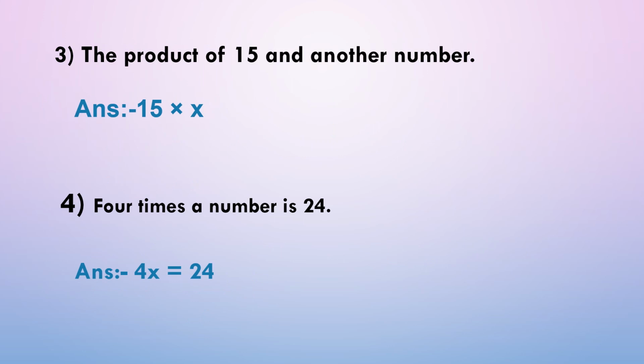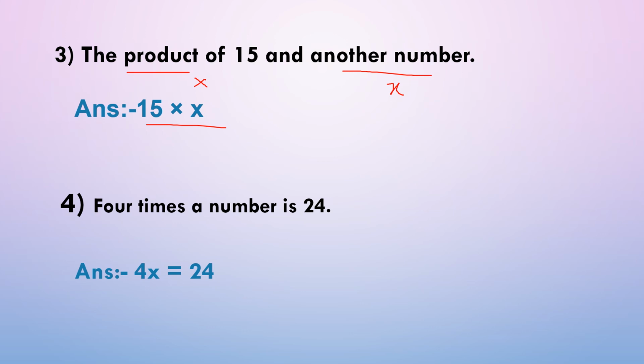Third one, the product of 15. Now what is the product? Product means what? Multiply. You know that. Of 15. One number is given to you and another number is not given to you, so you have to take it as X. So how is the expression formed? 15 into X. So this is the expression form here. So the product of 15 means 15 into X.